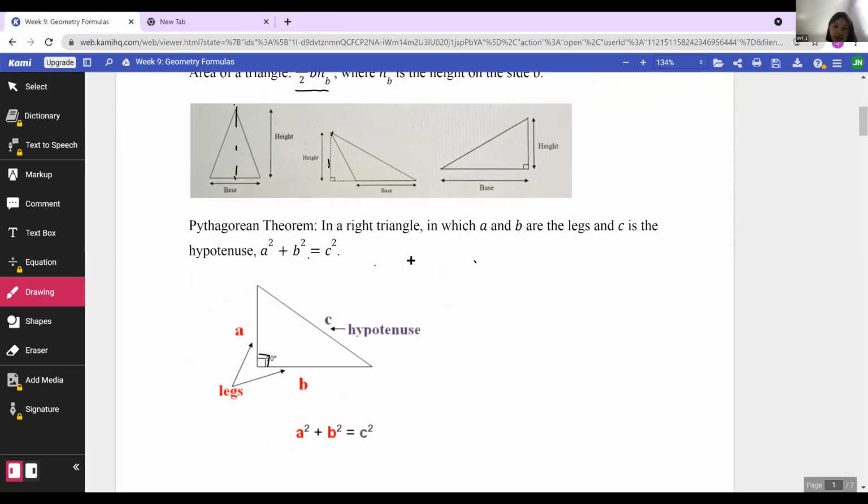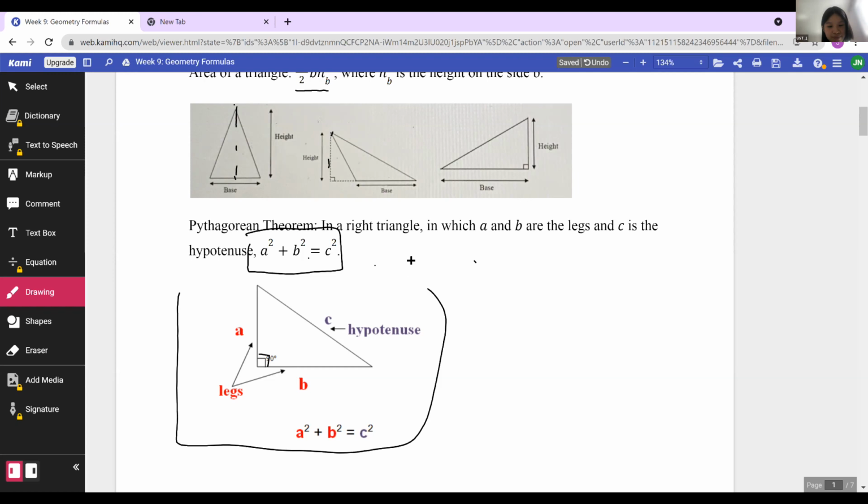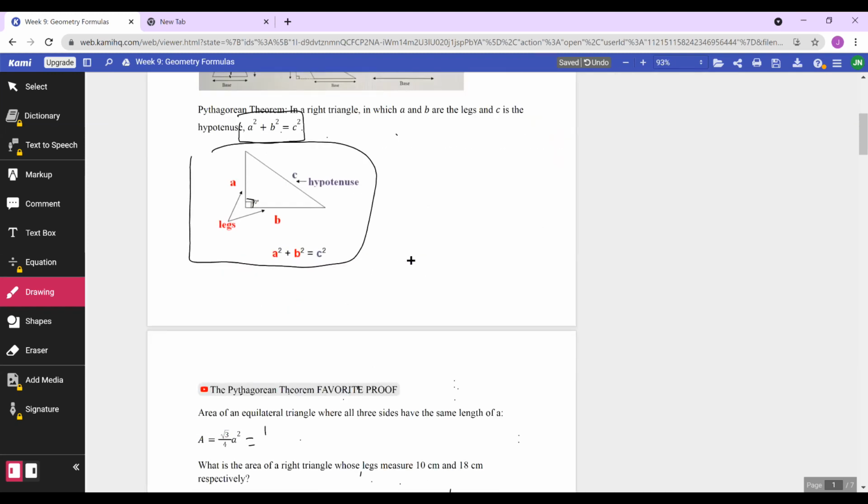And there's also the Pythagorean theorem, which is specific to right triangles. It states that in a right triangle, in which A and B are the legs and C is the hypotenuse, A squared plus B squared is C squared, as you can see here. So basically the hypotenuse is the long side of the triangle, and A and B are the legs, which make up the 90-degree angle. And I'm going to show you a proof of it.